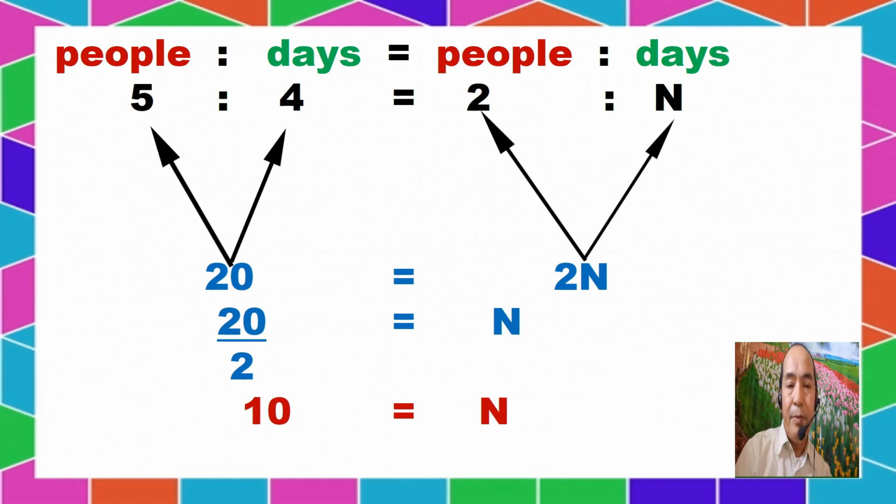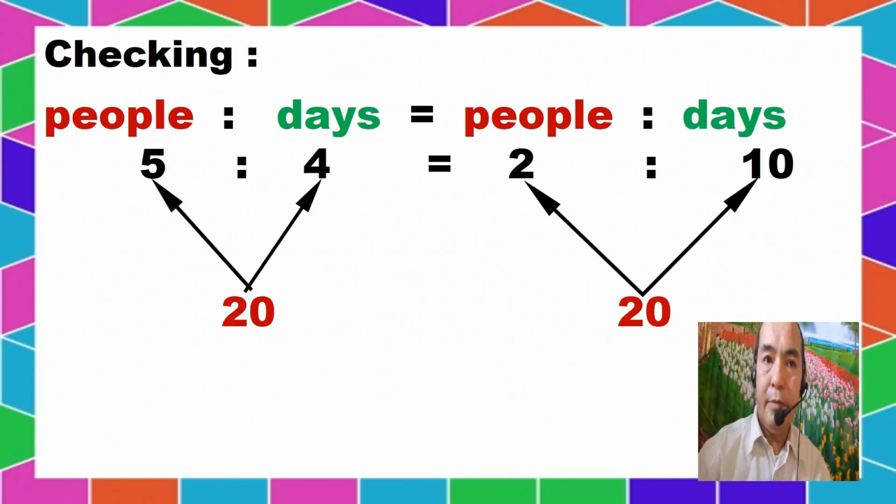Now this will represent the missing element in our proportion. So we will now substitute the value of n. Our ratio will now be 5:4 is equals to 2:10. Multiplying the first term to the second term, we have 5 times 4, we have 20. 2 times 10, we have 20 also. So we have 2 equal ratios. Therefore, we were able to prove that this is a proportion, particularly an inverse proportion.